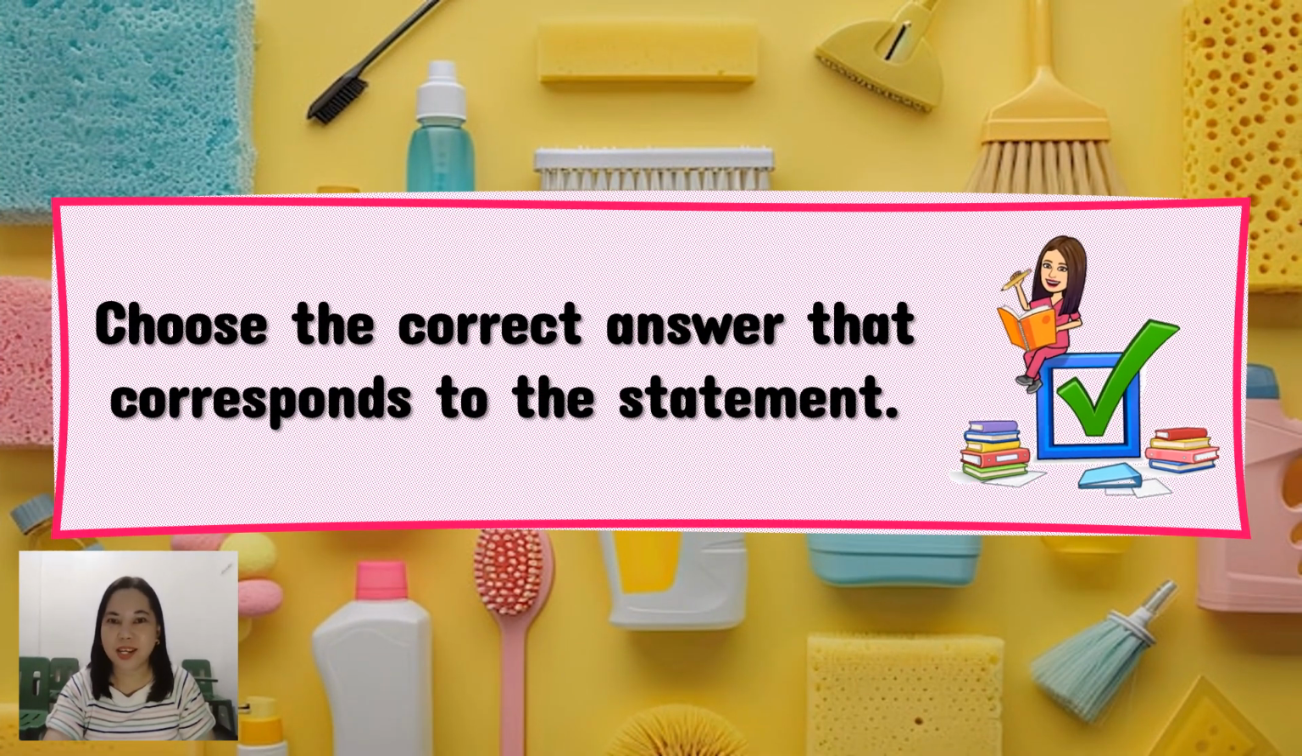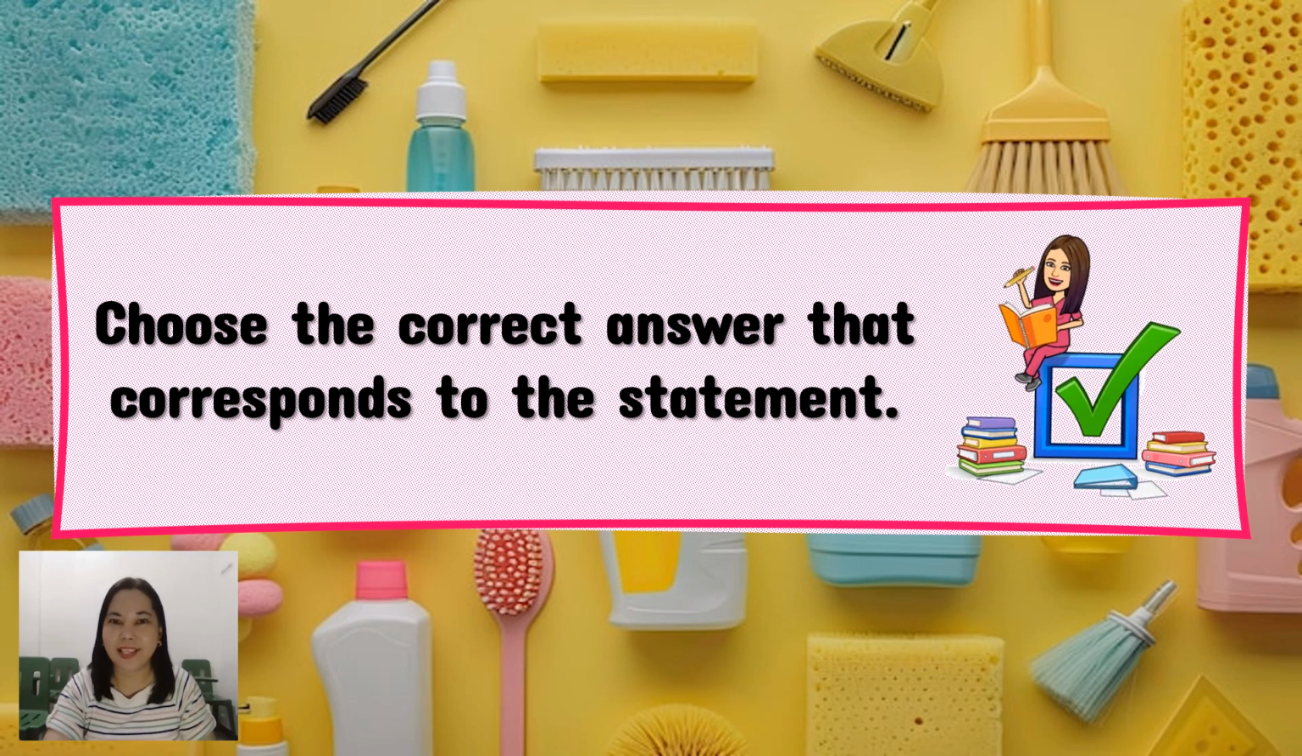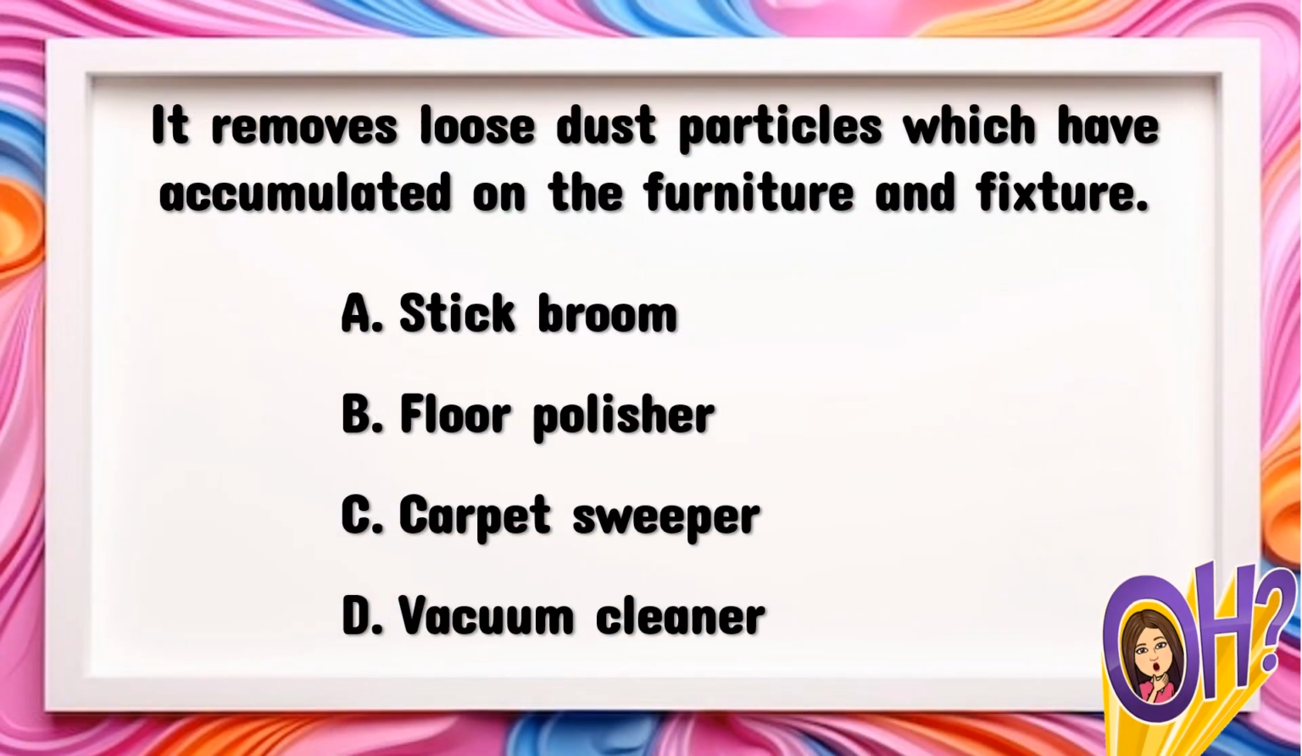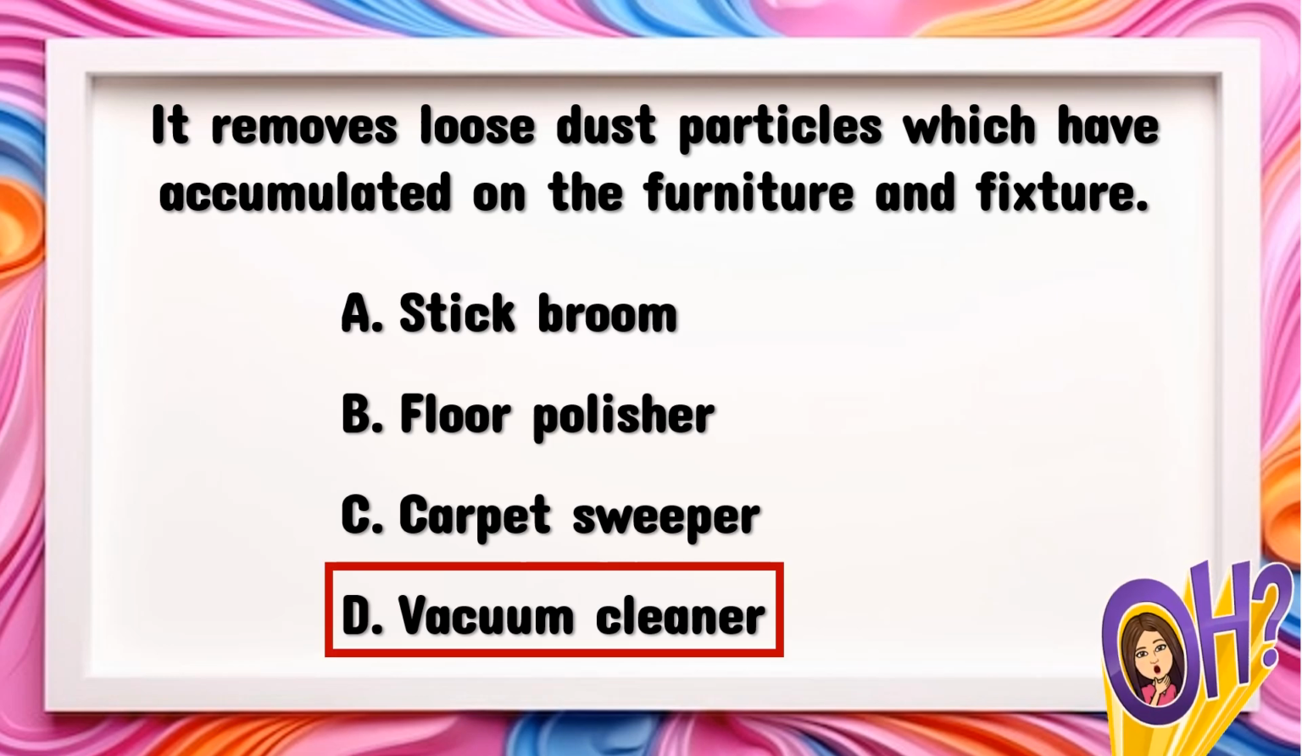Choose the correct answer that corresponds to the statement. To actively participate in this activity, you may write your answer in the comment section. It removes loose dust particles which have accumulated on the furniture and fixture. A. Stick broom. B. Floor polisher. C. Carpet sweeper. D. Vacuum cleaner. The answer is D. Vacuum cleaner.